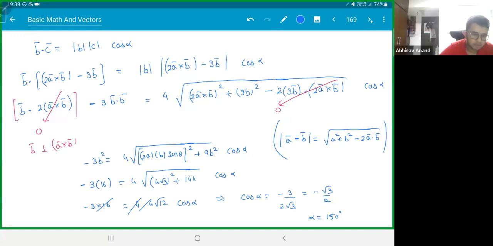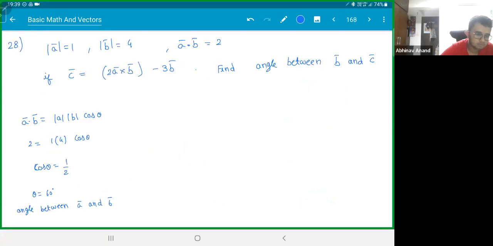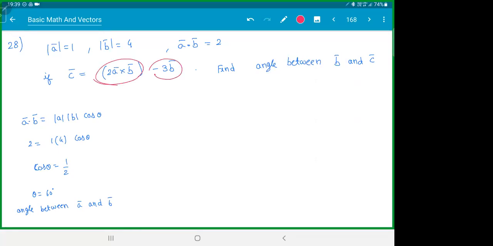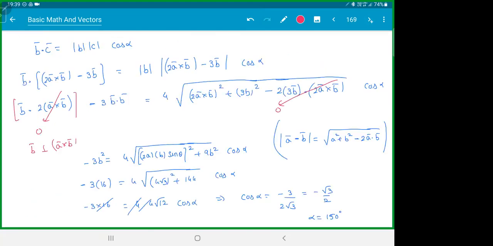Can you go to the previous page for a minute? Basically, you treated this as one vector and this as one vector. So when I did A minus B, I wrote it as root over A square plus B square minus 2A dot B. Here A cross B is perpendicular to A bar and B bar, so that term will always become 0. Check the steps, everyone. Whenever you have to find the angle between two vectors, you have to do the dot product. I want the angle between B and C, so I did the dot product between B and C. On the left hand side, this term will be 0.